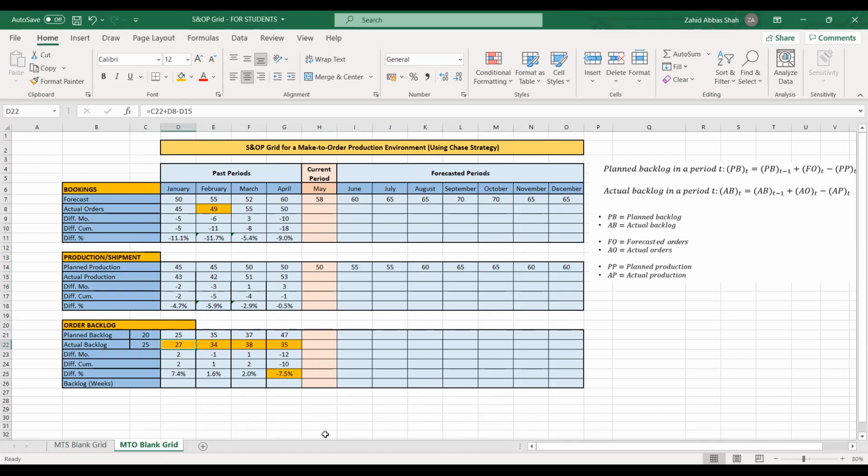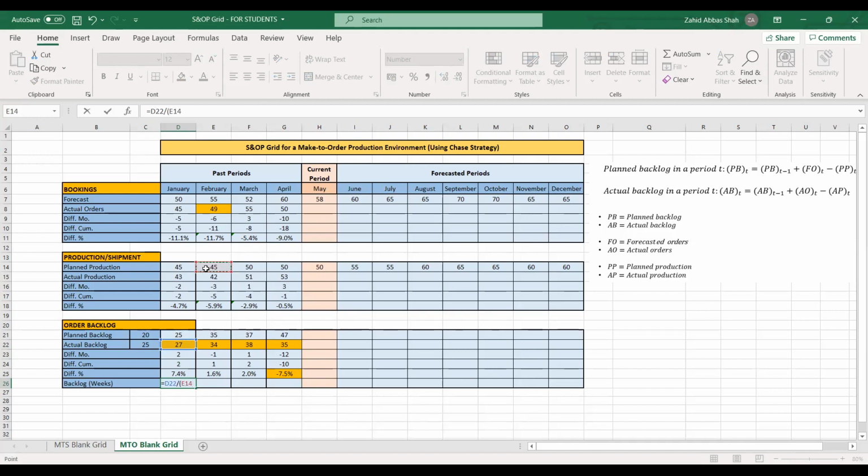Now, for example, this actual backlog of 27 can be converted into backlog in terms of number of weeks. So that will be equal to this 27 divided by planned production for February.